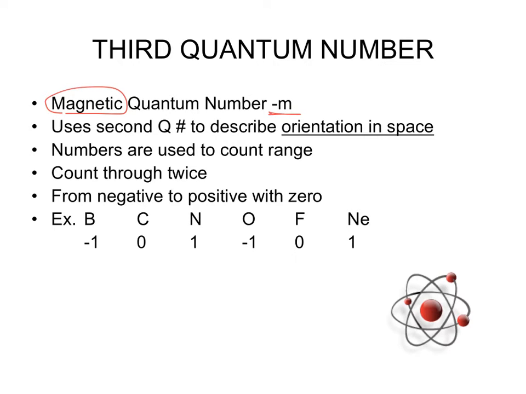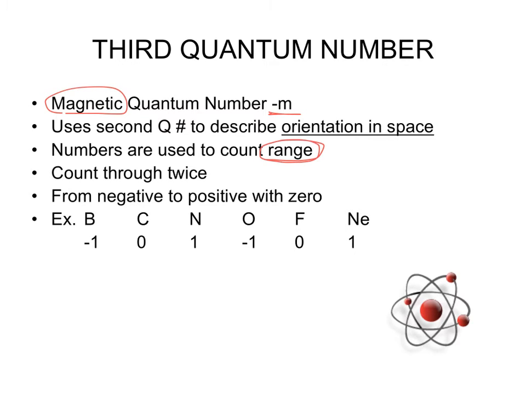If you want to think of it as in a coordinate plane, you have X, Y, and Z orientation. You have up, you have to the side, and then you have out towards you, if you recall that from math. So the numbers that we're going to deal with are going to label those paths in an electron. So we are going to have numbers that are going to count a range.